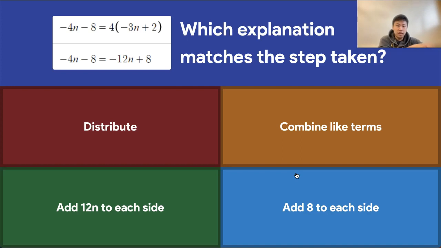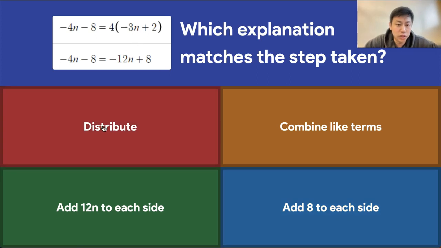All right, and I think this is a good mix of problems. This one, we have another set of parentheses. So I'm already thinking distribute, but let's just double check, okay? This left side stays the same between each line. The right side, let's see if the distribution happens. 4 times negative 3n is a negative 12n. We're good. And then go back to the 4 times a 2 is your 8. We're good. All right?